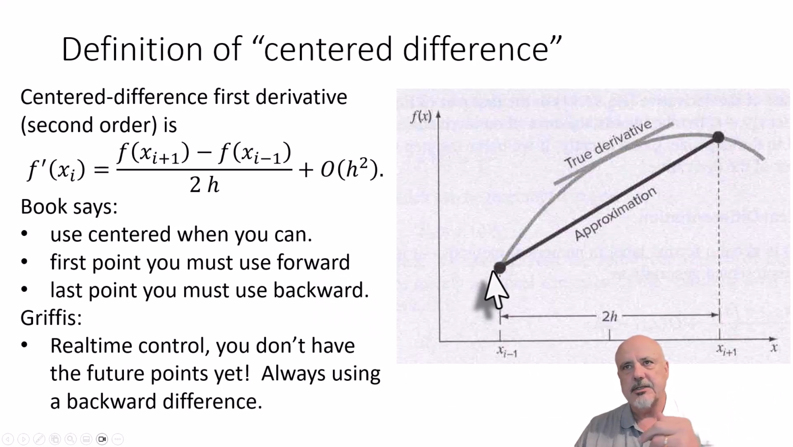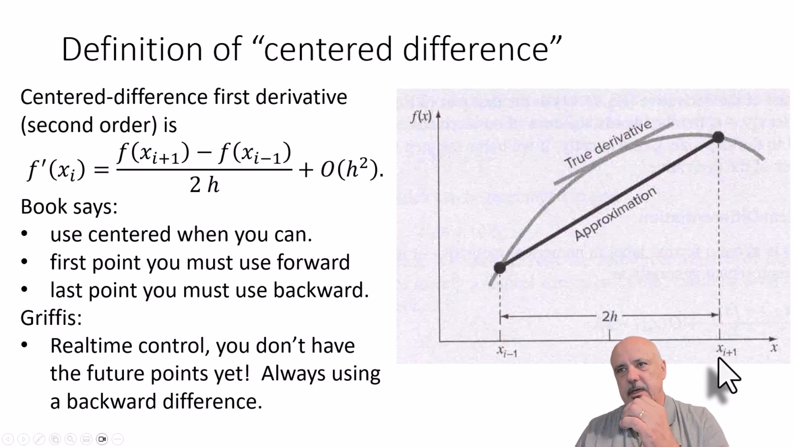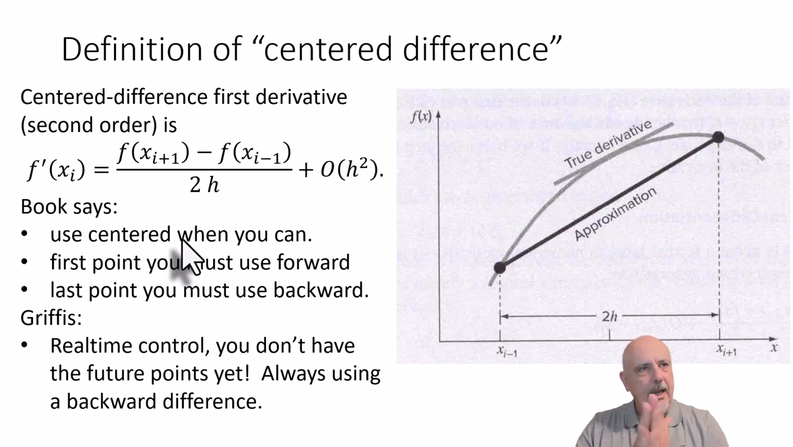And that's what they say. So you can kind of see it here. I'm taking x of i plus 1 and x of i minus 1, and I'm dividing by 2h. So that gives me a better approximation to the true slope. Okay, so the book says use centered when you can because it's going to be more accurate.